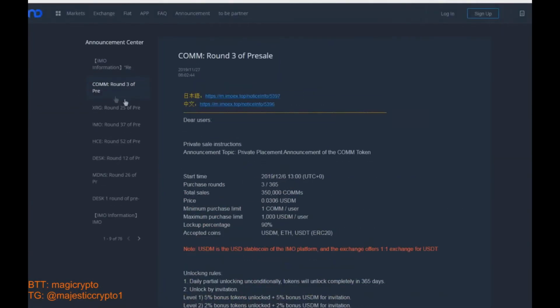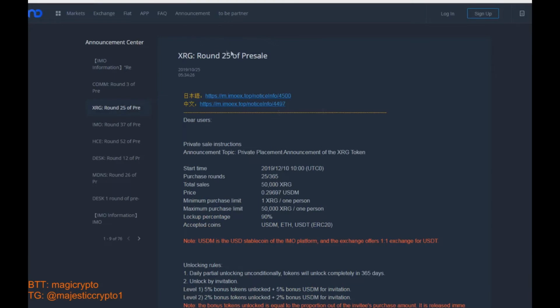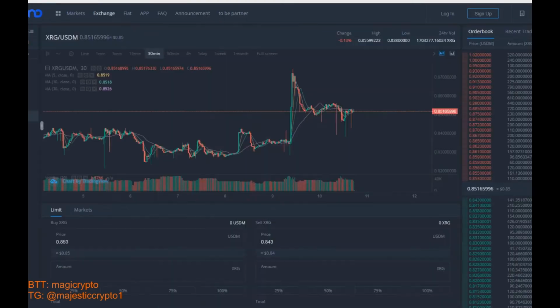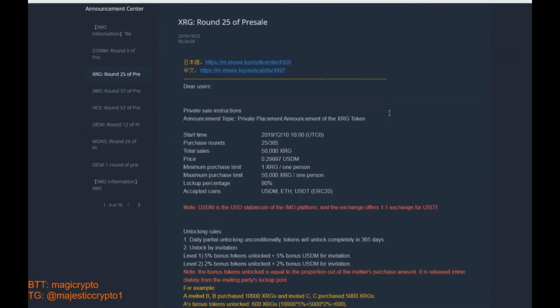Here we can see XRG on the IMO exchange, and today was the 25th round. It was a special round.